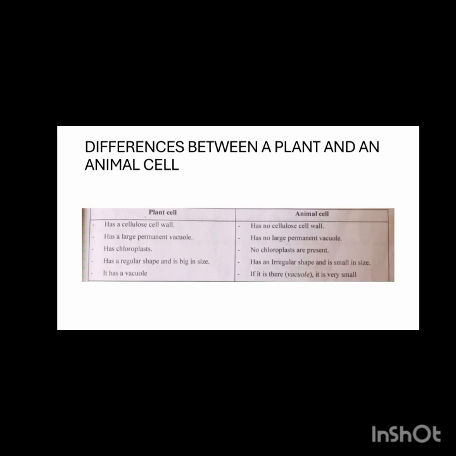Then the third one again, a plant cell has chloroplast, while an animal cell has no chloroplast. Our last difference is that a plant cell has a regular shape and is big in size, while an animal cell is irregular and is very small in size.